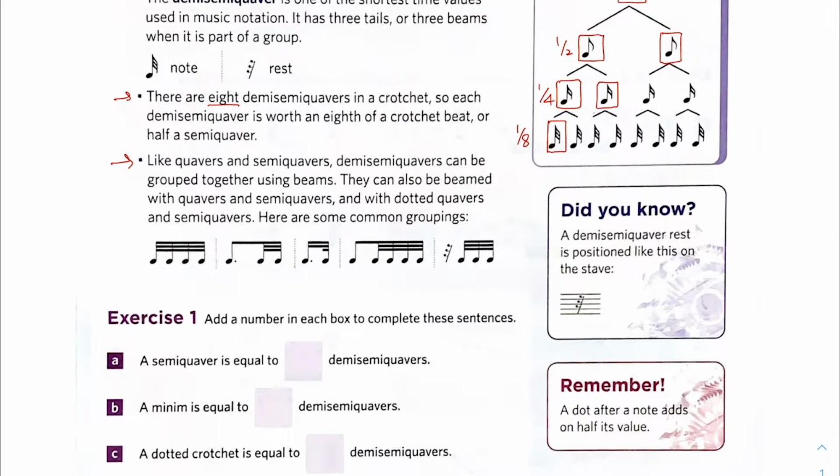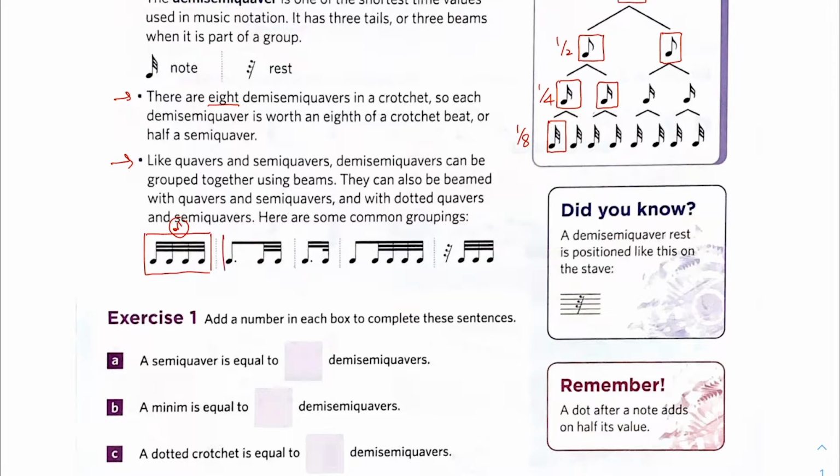Like quavers and semiquavers, demisemiquavers can be grouped together using beams. They can also be beamed with quavers and semiquavers, and with dotted quavers and semiquavers. Here are some common groupings. Let's take a look at them together, starting with this one. Here we have a group of 4 demisemiquavers, and 4 demisemiquavers has the value of 1 quaver, so this is a quaver.